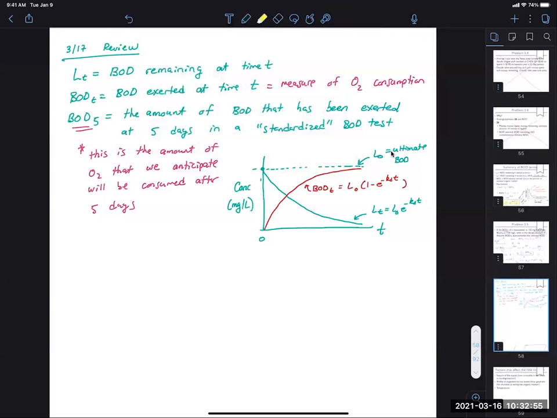Now there was some special significance attributed to this BOD5 value, because this is the value that's used in pretty much all regulations for discharge of oxygen demanding material, whether it's an industrial source, municipal treated wastewater, or something else. Those discharges have to meet a certain BOD, and that's after a 5-day period. So BOD5 is the amount of BOD that has been exerted at 5 days in a standardized BOD test.